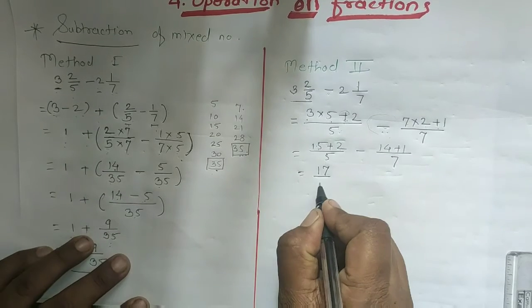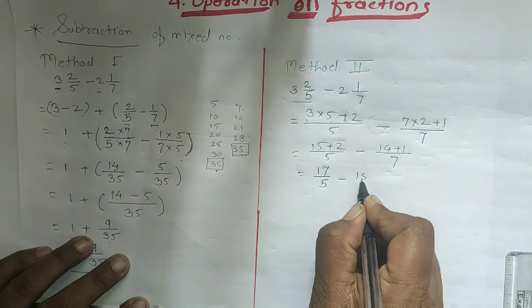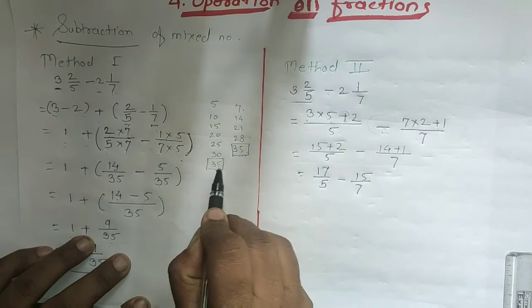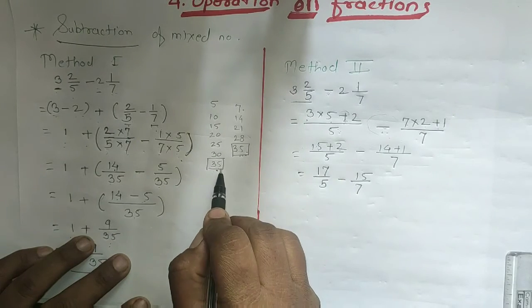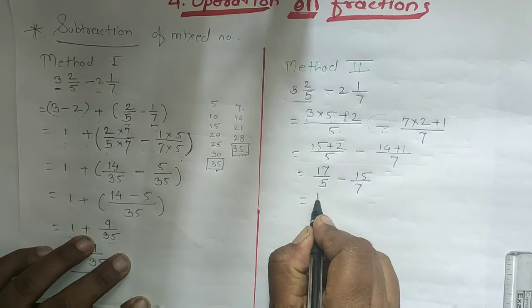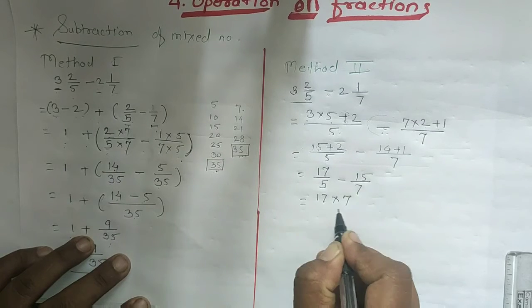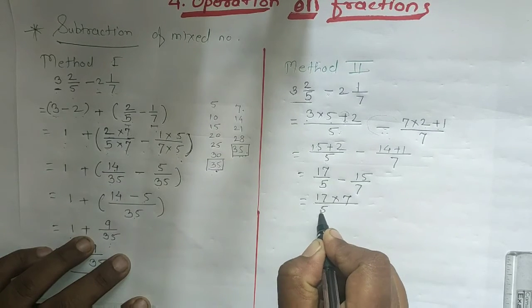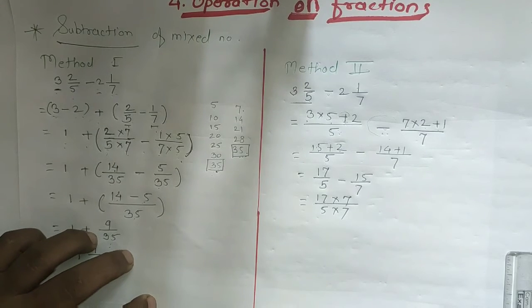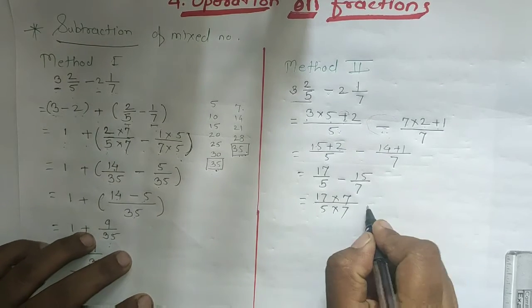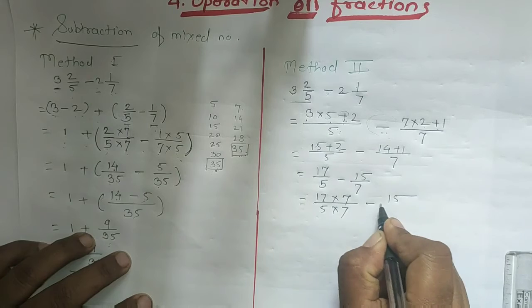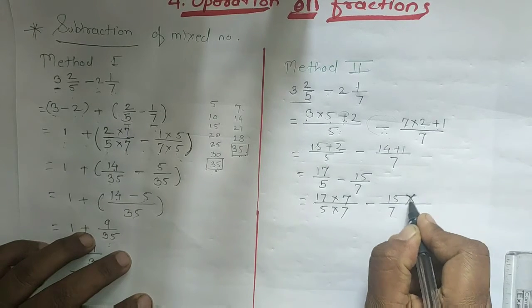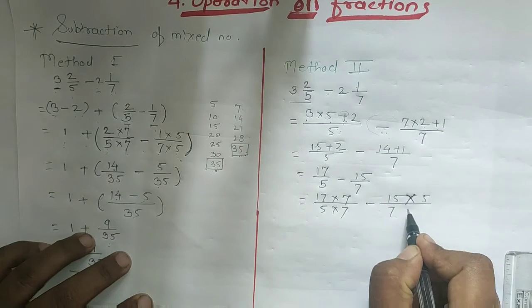So 17 upon 5 minus 15 upon 7. Okay, the first common number, I just told you, is 35. So to make it 35 I have to multiply the 17 upon 5 by 7. So 7 5s I will get here, 35, minus 15 upon 7, into which I have to multiply here by 5.